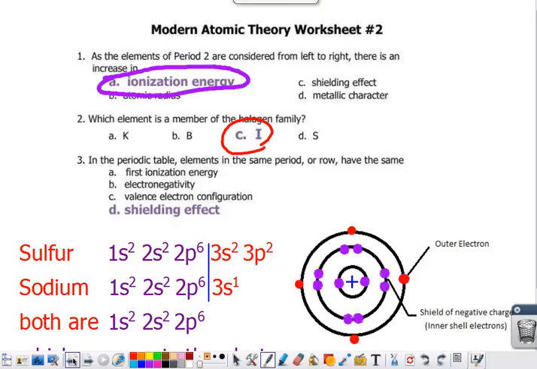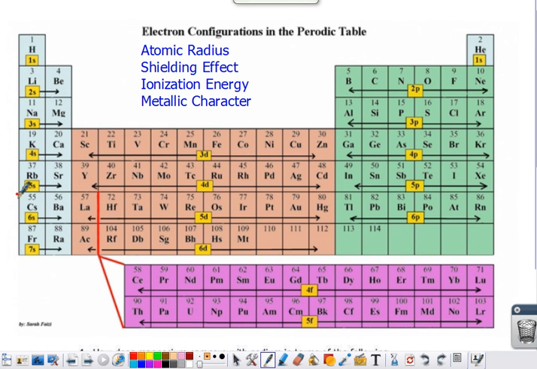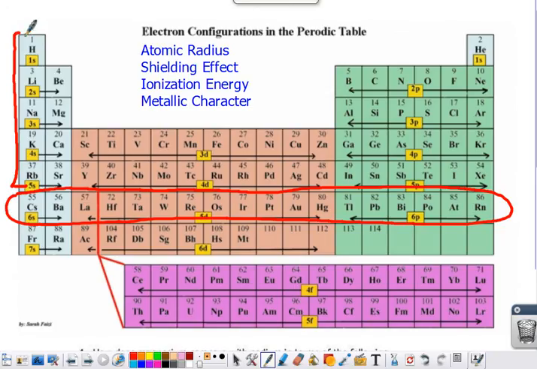Good. Okay, back here, number 3. In the periodic table, elements in the same period or row have the same shielding effect. Remember, shielding effect is the repulsion. If you're talking about any element here on the 6th level of the periodic table, it would have energy levels 1 through 5 inside of it.